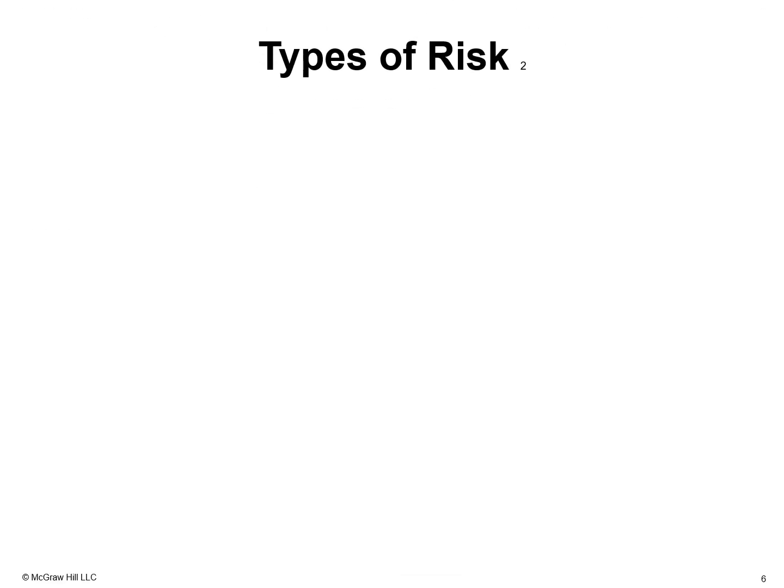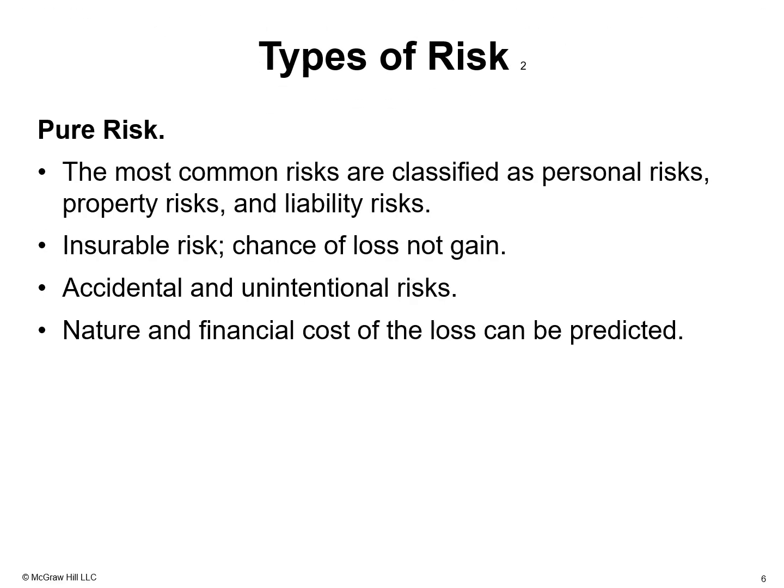So what are a couple of types of risk? Well, one of them is pure risk. It's the most common. It means there's an insurable risk, there's a chance of a loss, but you're not looking to gain from it. It's for accidental, unintentional risks. It's like weather and things like that. You can't plan those things out.